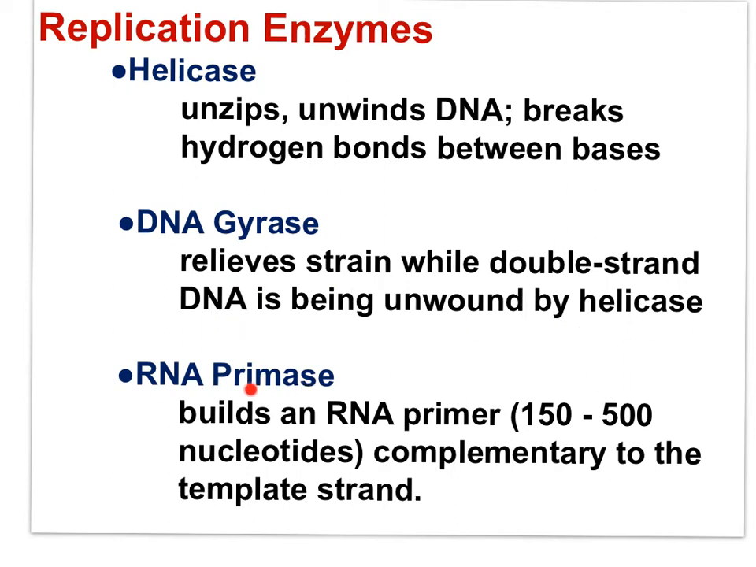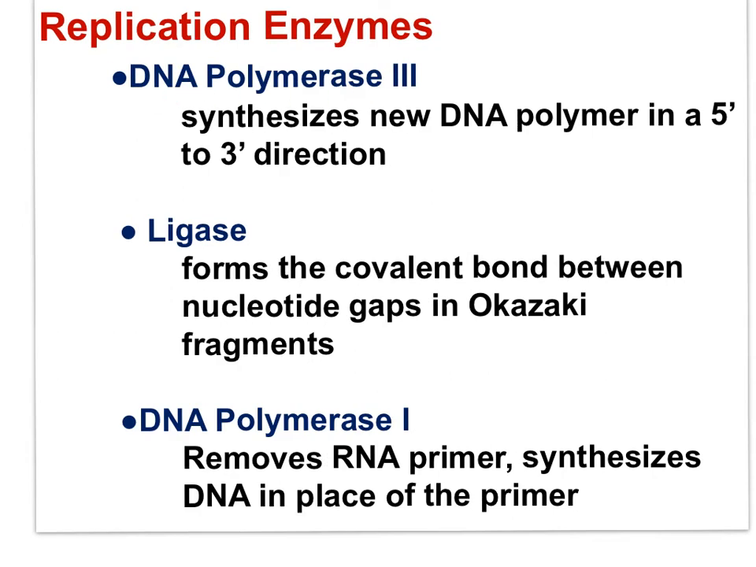RNA primase builds an RNA primer that's complementary to the template strand, the DNA template strand. DNA polymerase 3 synthesizes new DNA polymer in a 5 to 3 direction. Ligase forms a covalent bond between nucleotide gaps in Okazaki fragments, and DNA polymerase 1 removes the RNA primer and synthesizes DNA in place of the primer.